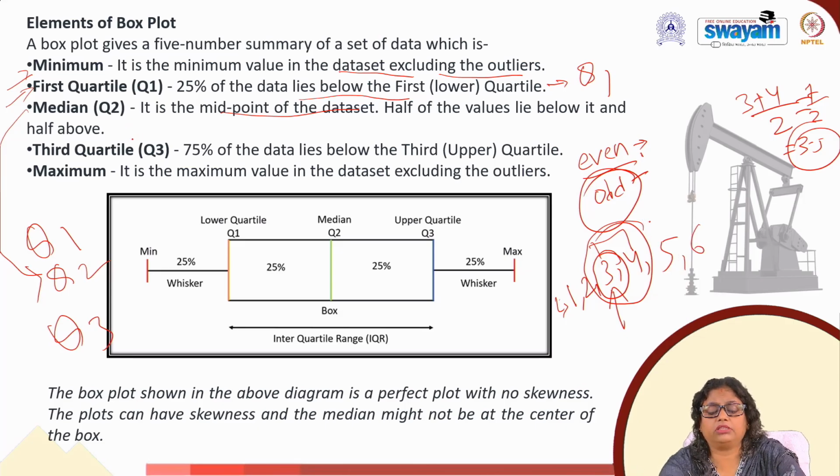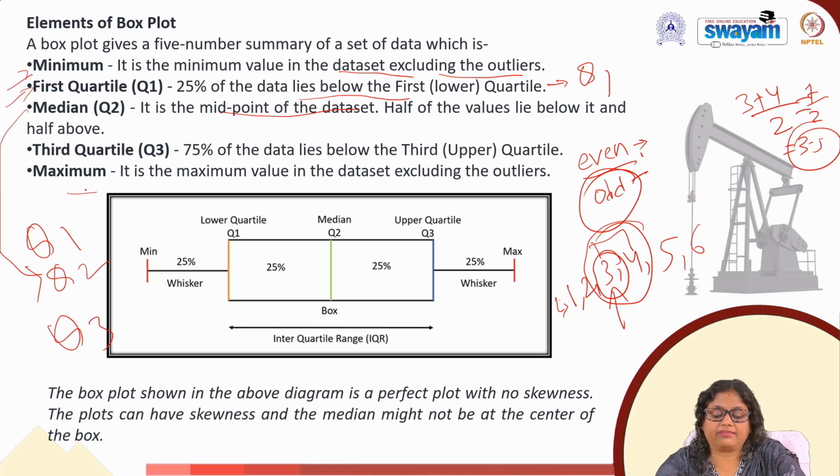Then talking about the third quartile, that is Q3, 75% of the data lies below the third quartile. So the first quartile is where 25% of the data lies below it, and for Q3, 75% of the data lies below the third quartile.